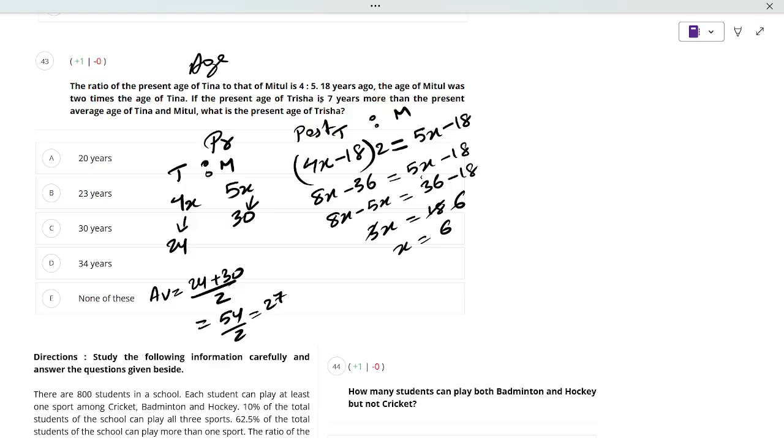Now Drisha is 7 years more than this average. So Drisha's age will be what? 27 plus 7 will give us 34. Then the answer is 34, because they are asking us to find the present age of Drisha.